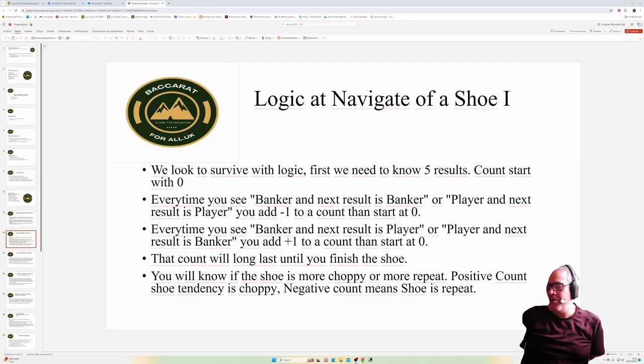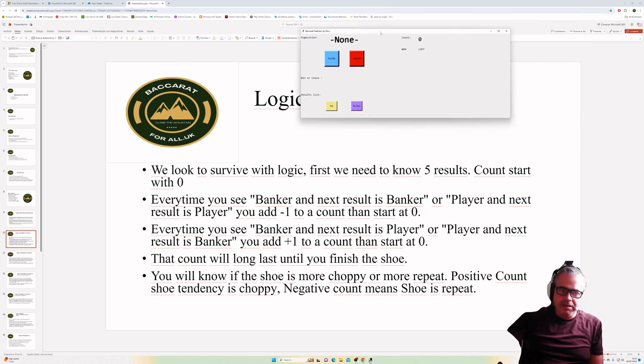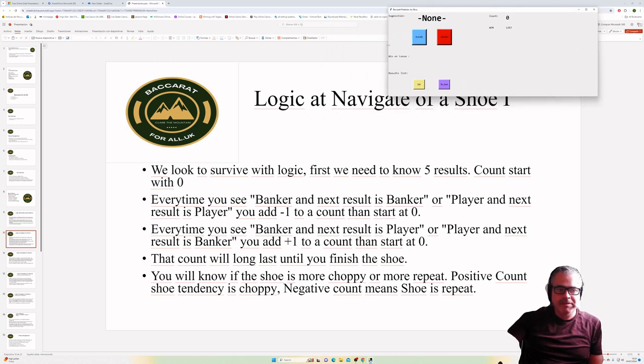Oh, welcome back. Now we carry on studying the Baccarat predictor, the type of bet selection that we use. Basically, when we use the Baccarat predictor, how we start is, this is our software. Okay.